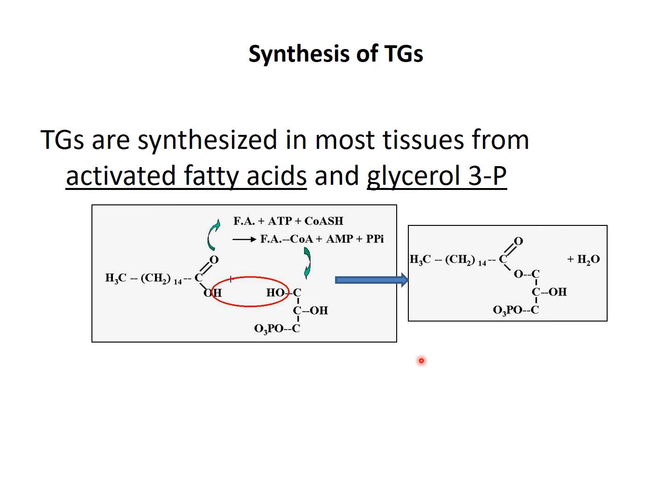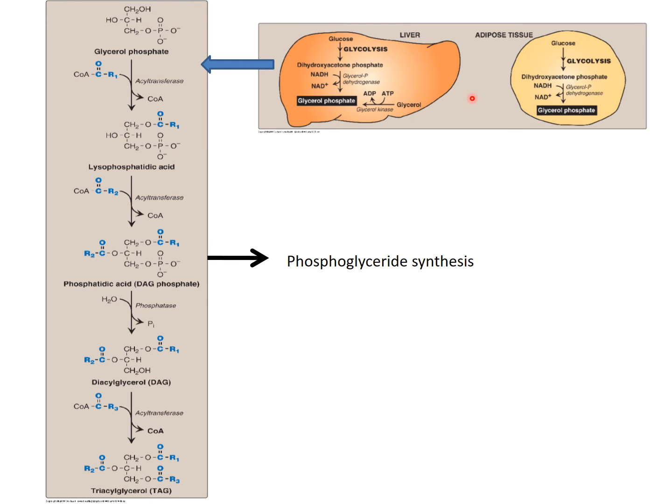So how do we synthesize it? We need to activate the fatty acids to fatty acid coenzyme A's, and then we react them with glycerol. Glycerol is activated to glycerol 3-phosphate. So let's see how it goes. In the adipose and in the liver cells, it's the same. Glucose goes through glycolysis and through the glycolytic process produces glycerol phosphate. The difference between the adipose tissue and the liver cell is that glycerol can be taken up by the liver and it can directly be phosphorylated to glycerol phosphate.